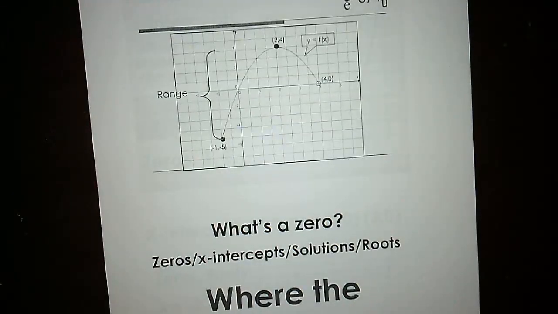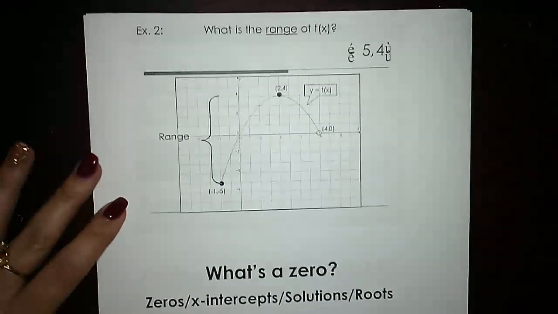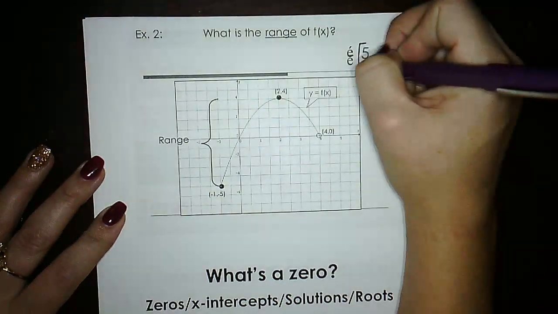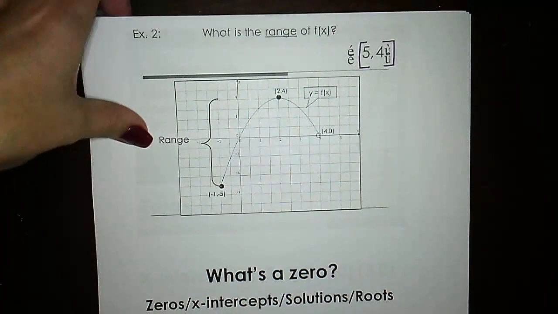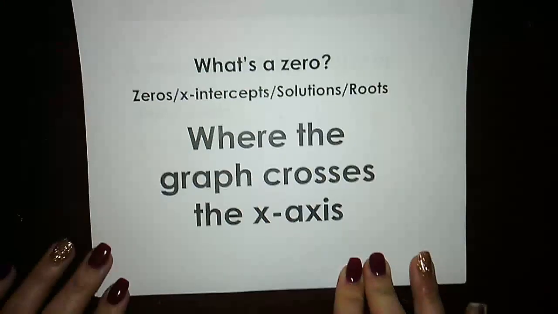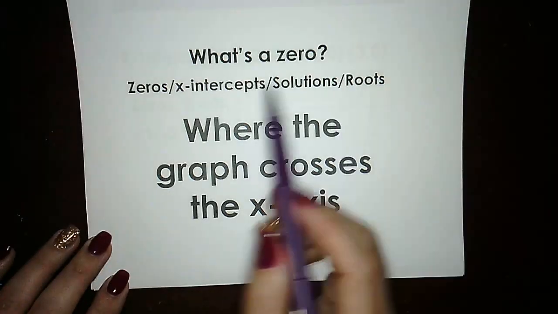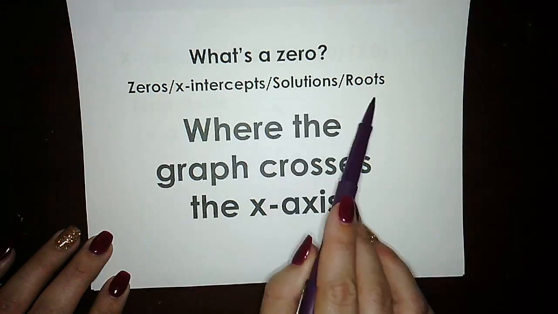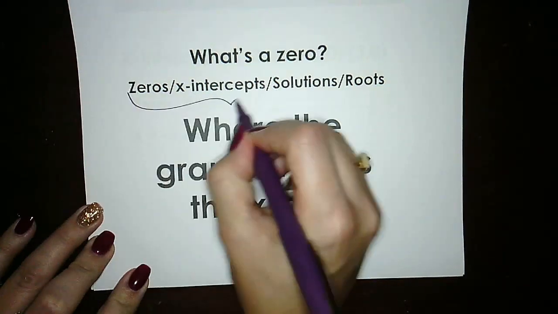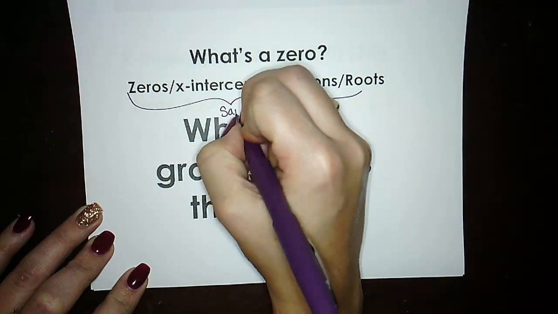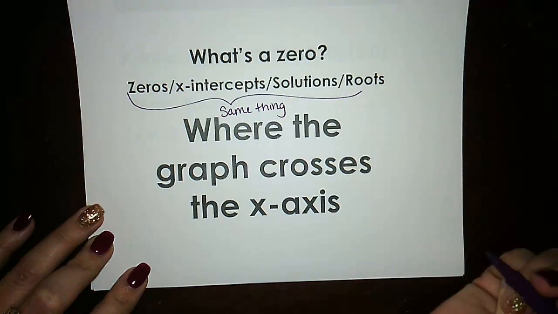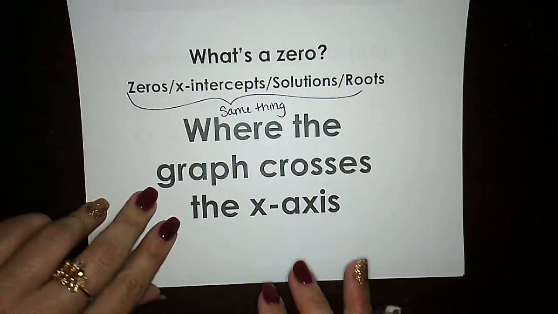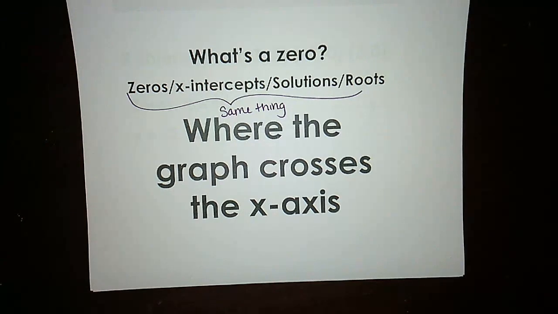Let's look. So here's your range. And again, it gets brackets. Let's look at zeros. So a zero of a function, we can say it's called a zero, x-intercept, solution, roots. All of these mean the same thing. And it's just where the function or the graph crosses the x-axis. So if we're trying to find a zero, we're trying to find a solution.